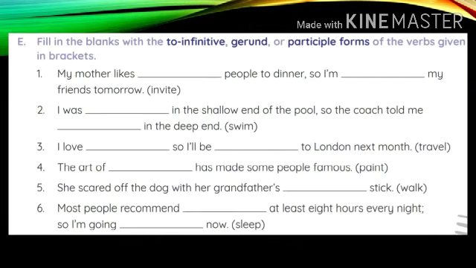So here we have something. Fill in the blanks with the infinitive, gerund or participle forms of the verb given in brackets. The first one I'll do for you. The other things I think you can do. My mother likes to invite people to dinner, so I am inviting my friends tomorrow. To invite, I am inviting. And the second, third, fourth, fifth and sixth you can do by yourself. It's very simple, that's why I'm not doing it.